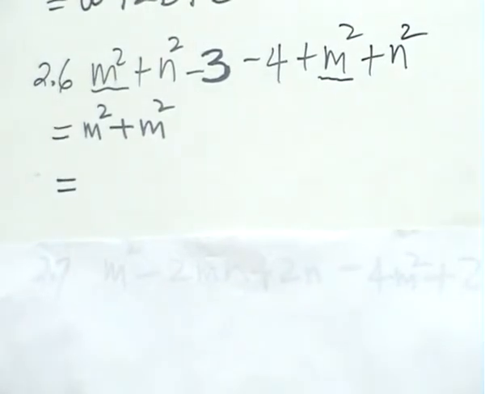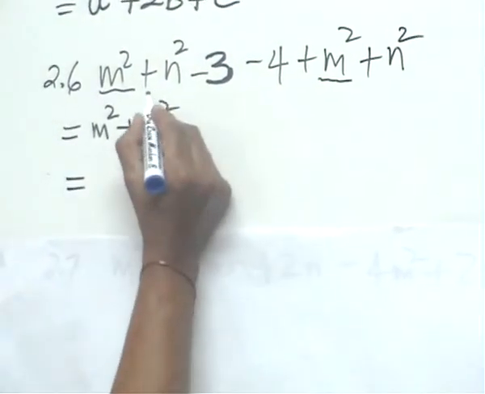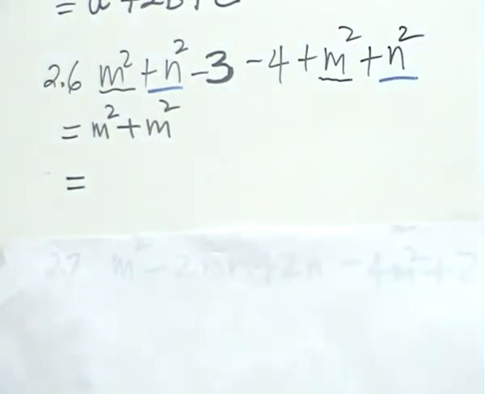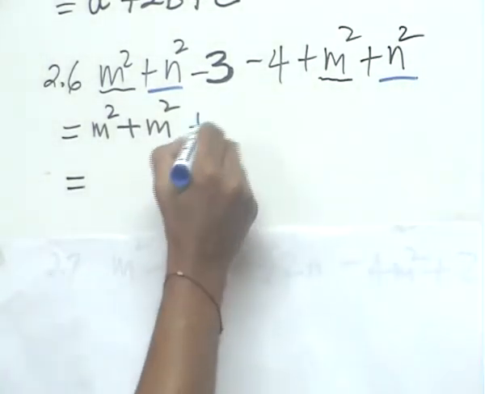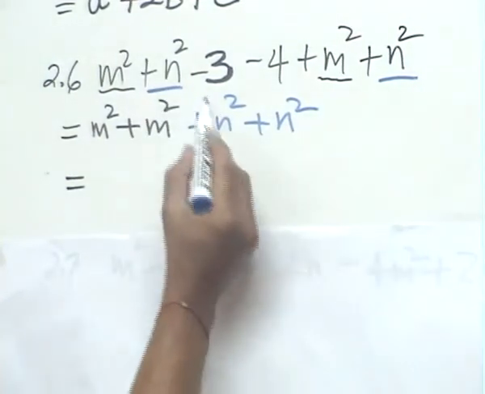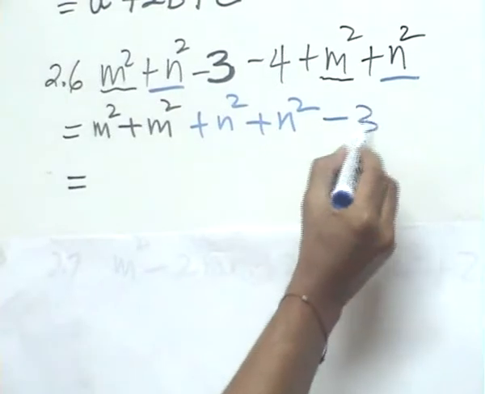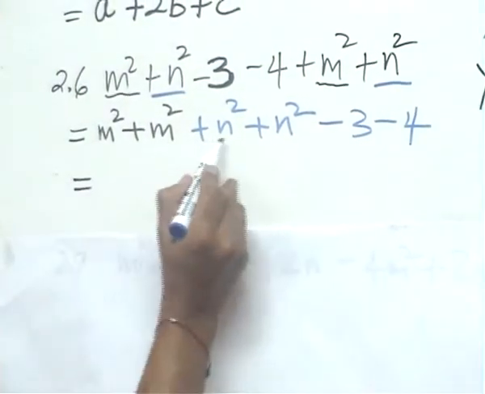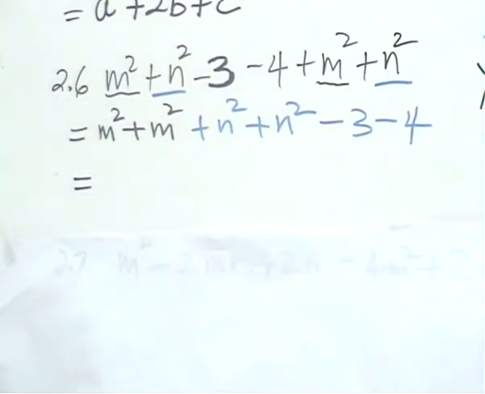Then you can see that you have n squared and n squared there. So you write the n squareds together. So you got plus n squared plus n squared. And finally we are left with minus 3 minus 4. So we are writing the like terms next to one another so that it makes our life easy.